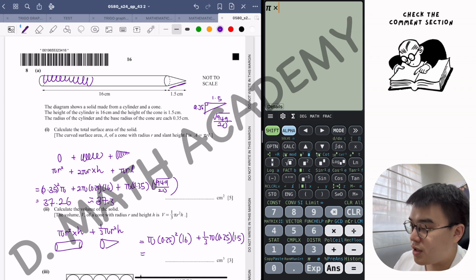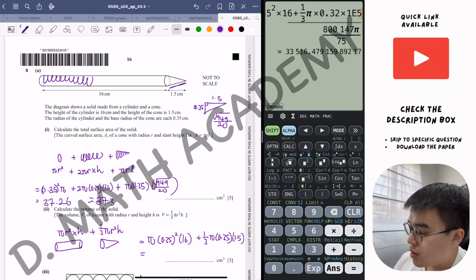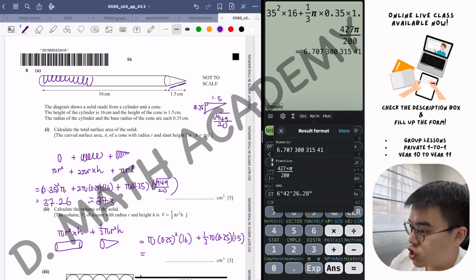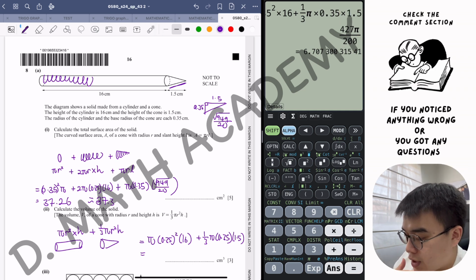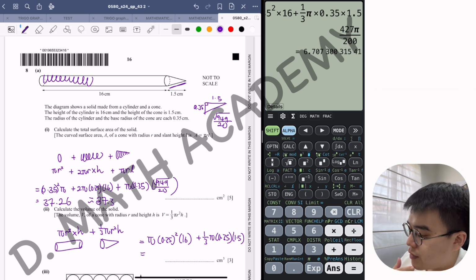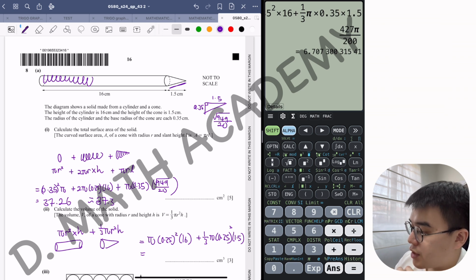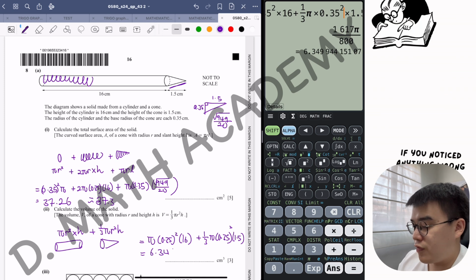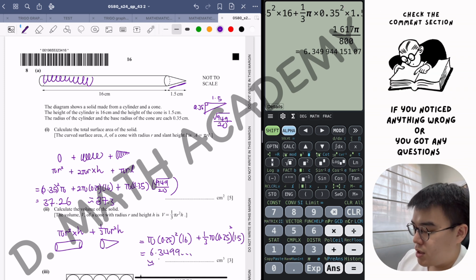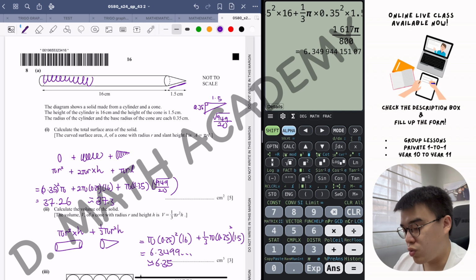So let's key in everything again, see if it's correct this time. 0.35 squared times 16, 1 over 3 times 0.35 times 1.5. Oh, there's a square that went missing. So I'm supposed to write a square there, and it's going to affect the calculation slightly. It's actually 6.3499 and so on. 6.35 is my final answer for 8A number 2.